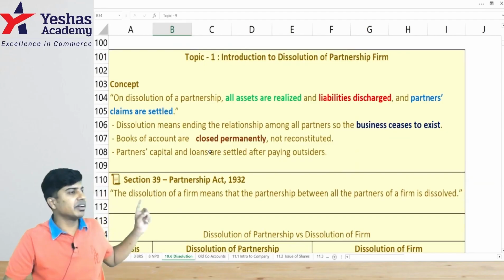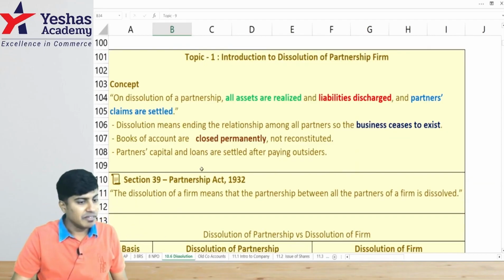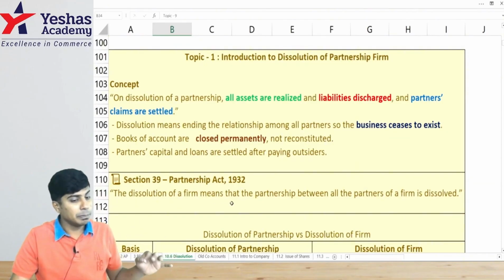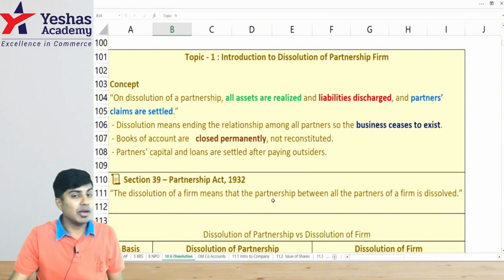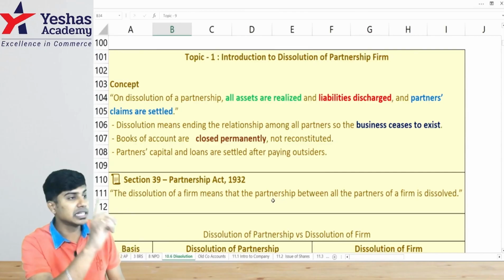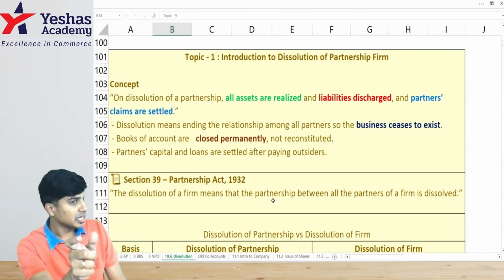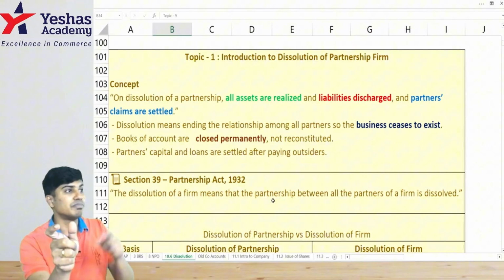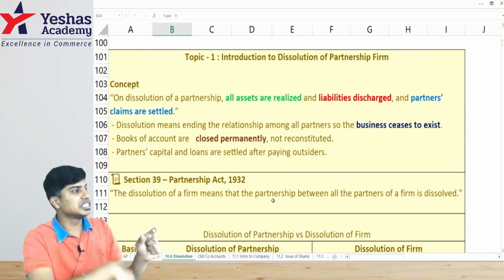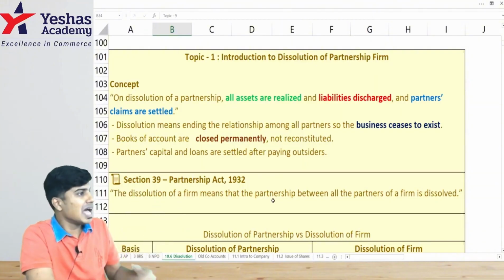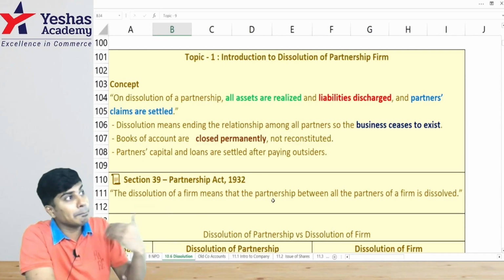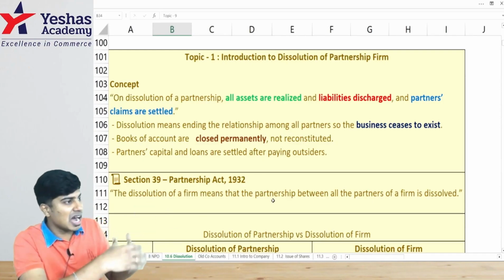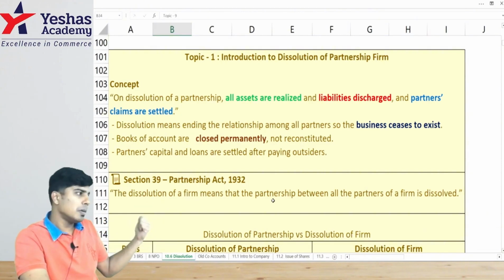The definition is given under section 39 of the Partnership Act, which says that dissolution of a firm means that the partnership between all the partners of the firm is dissolved. I want you to note very clearly, dissolution of partnership is different from dissolution of partnership firm. If it is dissolution of partnership firm, assets of the partnership firm are sold, liabilities are paid, excess money remaining after paying liabilities will be paid to partners.